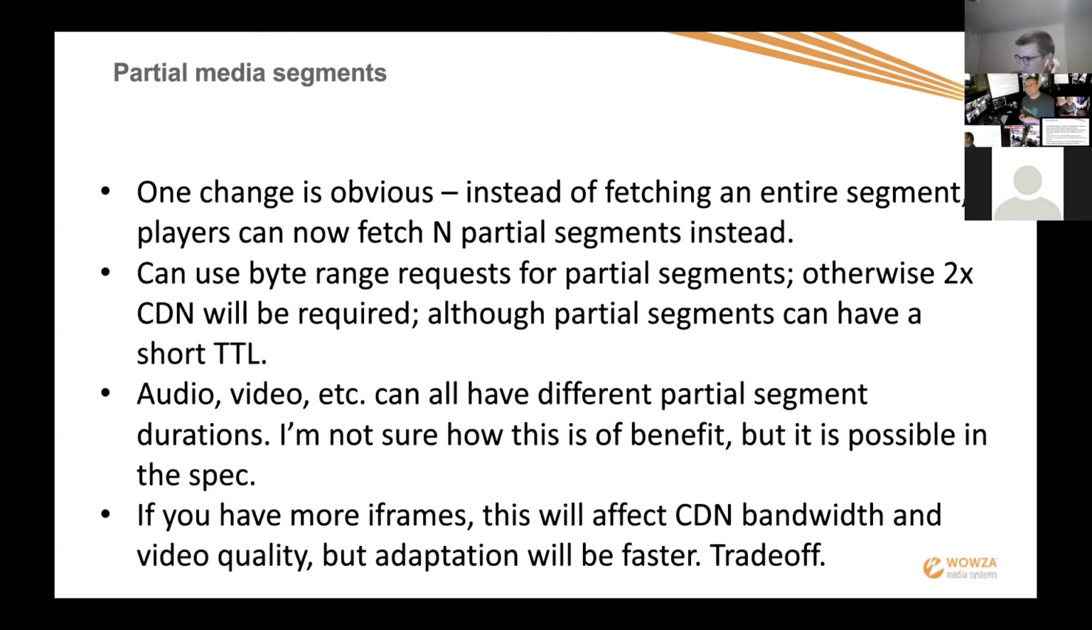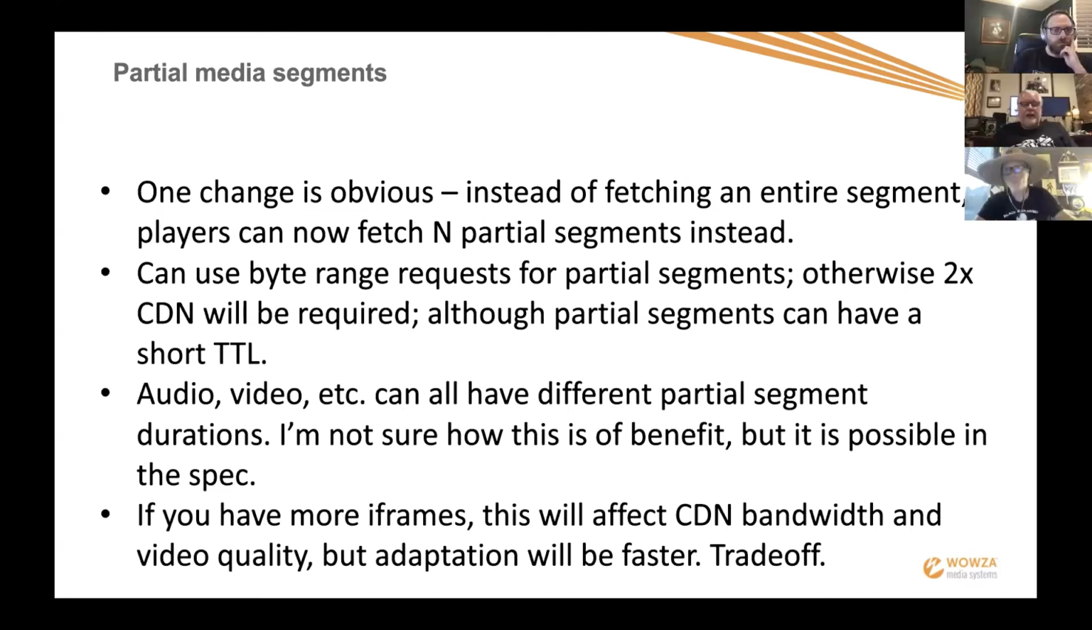And finally, players can now adapt between different variant playlists and different quality levels on part boundaries if those parts contain iframes. This will obviously affect your CDN bandwidth because typically an iframe is the largest thing in a video segment, and if you've got more iframes within it, you're not going to get as much coding gain. On the other hand, you could adapt between bit rates faster. So it's a classic engineering trade-off.